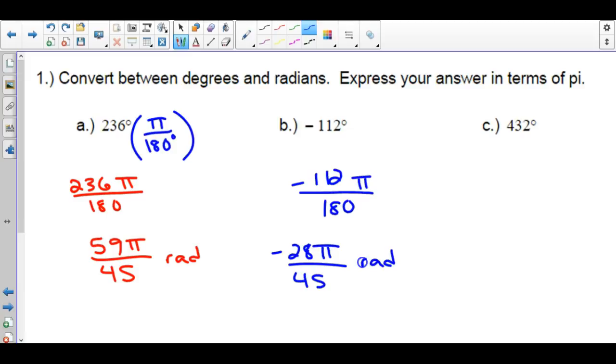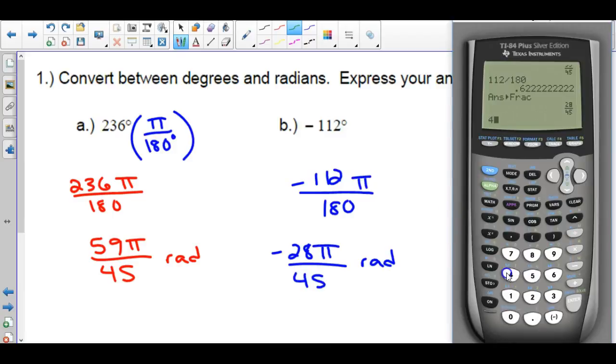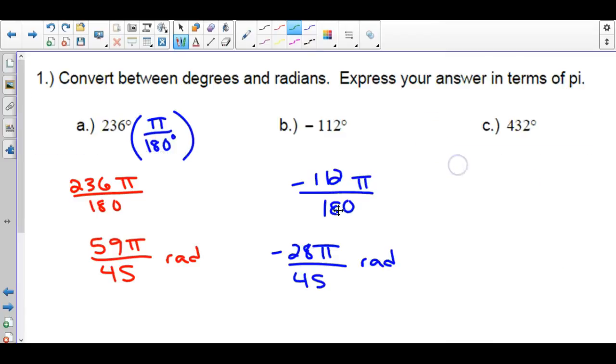And then on the last one, 432, we're going over 180 here on this last one. Same thing, I'm going to go to the calculator, take my 432, divide by 180, and convert this into a fraction. In lowest terms, I got 12 over 5. So once again, you just need to say, okay, this is 12 over 5, but I need to throw a pi on there. So 12 pi over 5 radians. Alright, so those are the first few of these. I have answers that are all expressed in terms of pi, which is what the directions wanted.